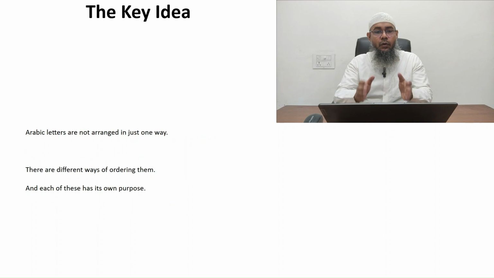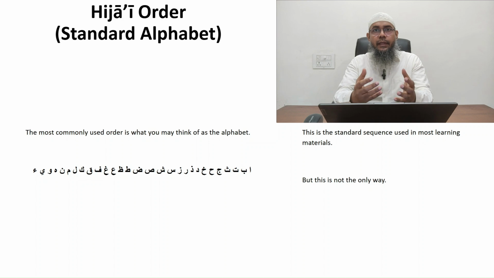Arabic letters are not arranged in just one way. There are different ways of ordering them, and each of these has its own purpose. When you think of the Arabic alphabet, what usually comes to mind is what is called the hijā'ī order. This is the standard representation of the Arabic alphabet. The most commonly used order is what you think of as the alphabet.